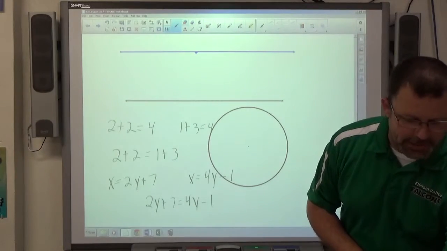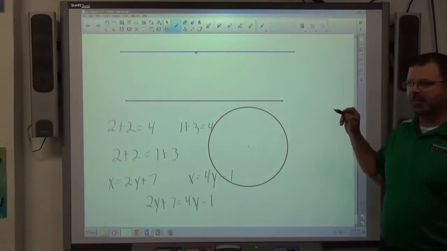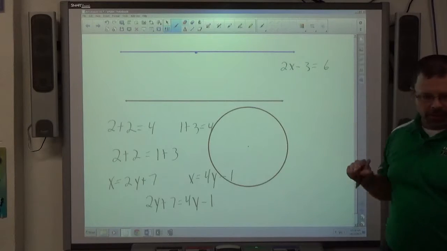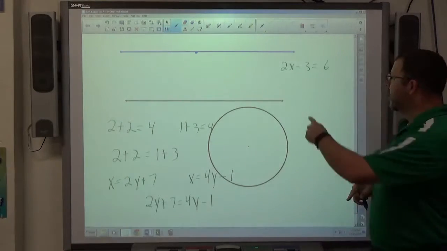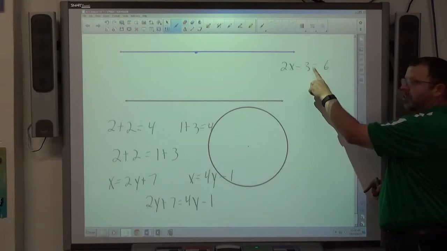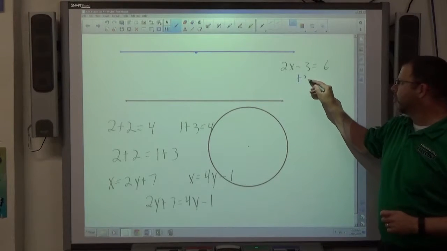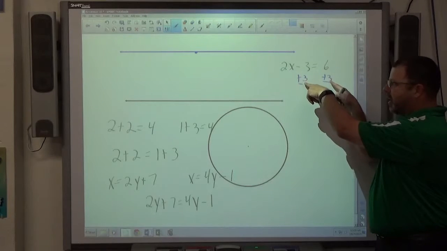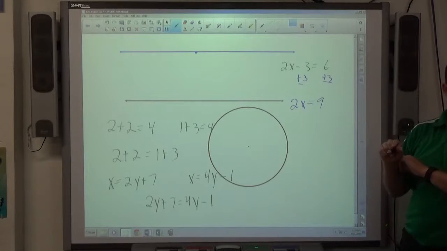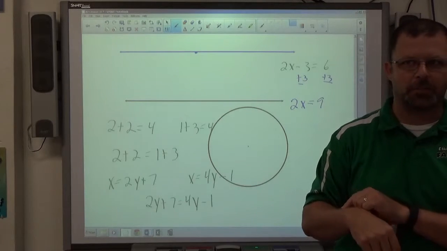If equals be added to equals, the sums are equal. Okay. They had weird language in Greece back in the day. 2x minus 3 equals 6. If equals be added to equals, the sums are equal. Are these equal? What? This thing and this thing, they're equal? Because it says they're equal, right? Yeah. Does 3 equal 3? Yeah. So if I add equals 3, add equals to equals, the sums are equal.